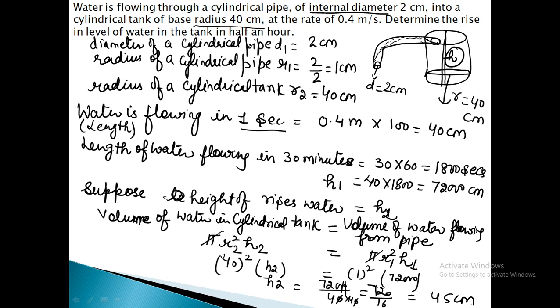And after solving all these values, we will get h2 is equal to 72,000 over 40 multiplied by 40. 0 cut with 0, and 720 divided by 16 we will get 45 centimeter. 45 centimeter is the rise in the level of water in the tank in half an hour.